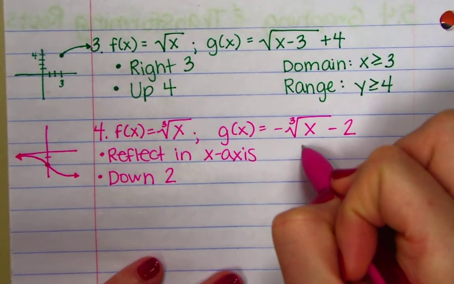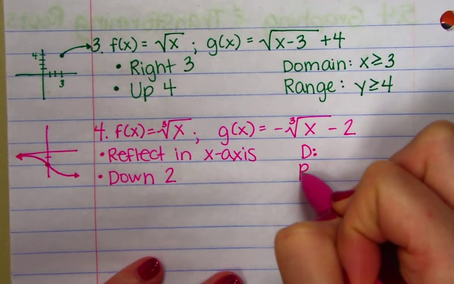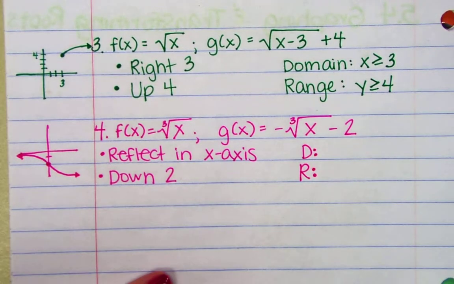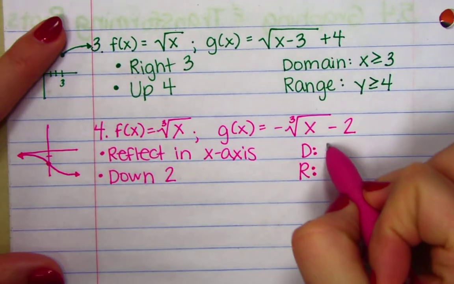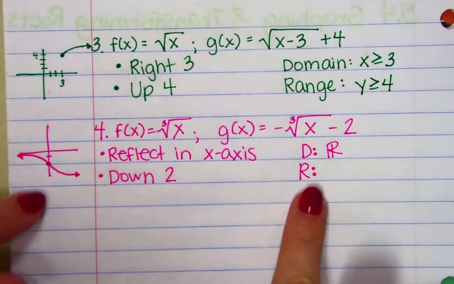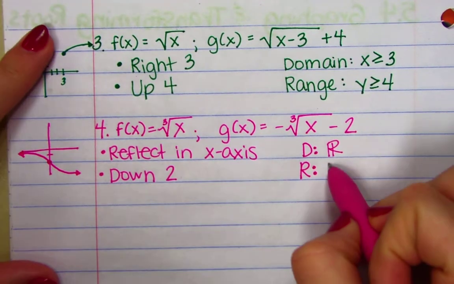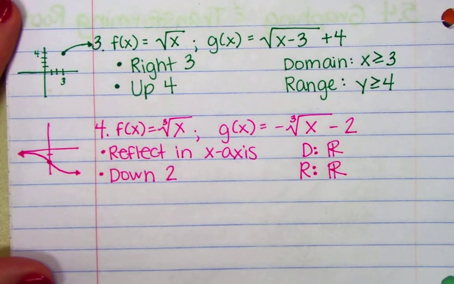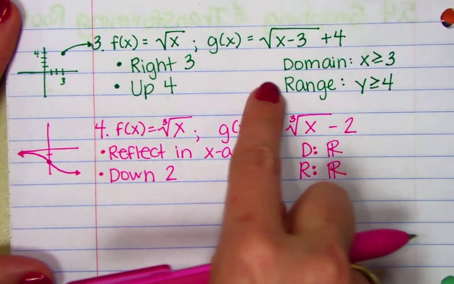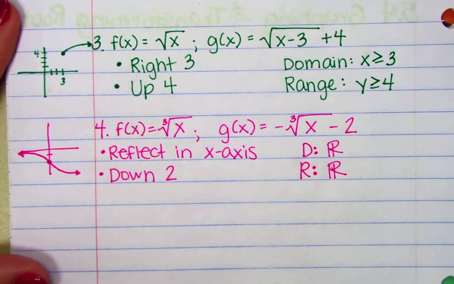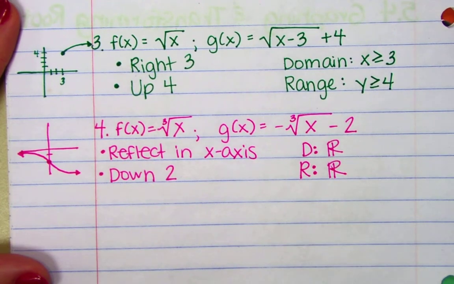So let's talk about domain. I'm just going to abbreviate with a D, and range I'm going to abbreviate with an R, just to save you time. You know, I'm interested in saving you time and hand strength. Okay, so what's the domain? Always the same thing. Arrows on both ends, all real numbers. Okay, range, arrows on both ends, all real numbers. Okay, for cube roots, all real numbers. All right, for square roots, you've got to figure it out. You've got to look and see. Cube roots, always going to be the same. Okay, remember that.